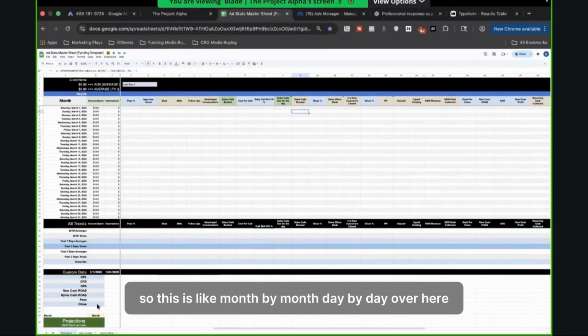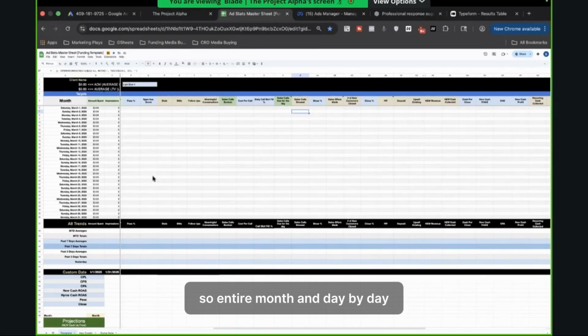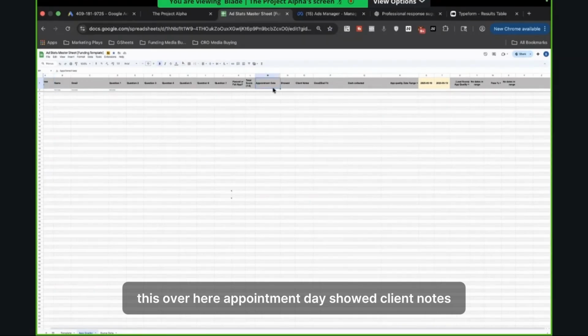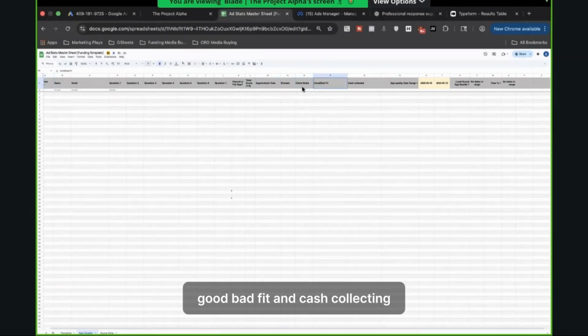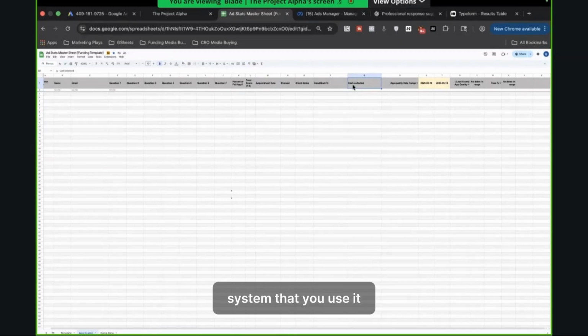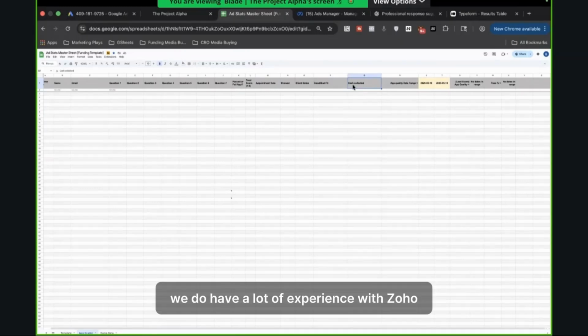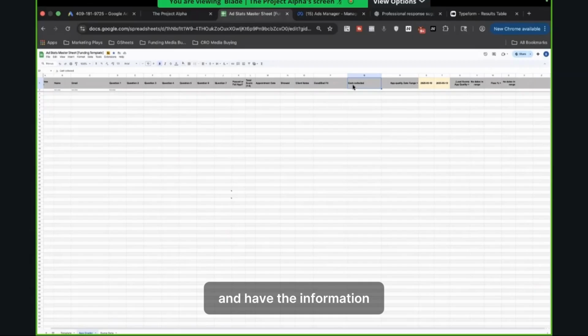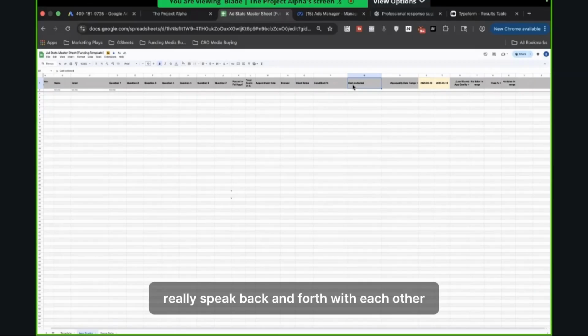Next thing over here. So this is month by month, day by day. So entire month and day by day. Now, all the leads and appointments will automatically populate into here. This over here, appointment day, showed, client notes, good, bad fit, and cash collected, we automate from whatever sales system you're using. We do have a lot of experience with Zoho, so we love using Zoho. It's nice because we can integrate it with your GoHighLevel and have the information really speak back and forth with each other.